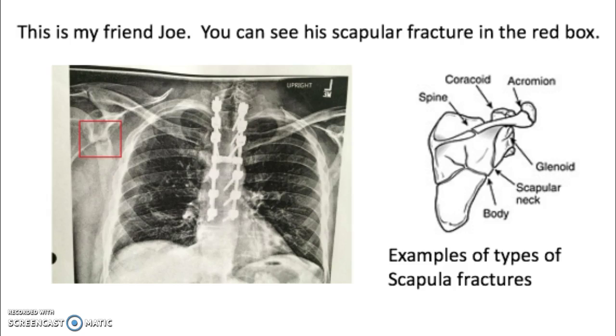Anyway, that's about all I have for you guys. This is Joe and his wife. This was about a year after his accident, but he's doing really, really well now.